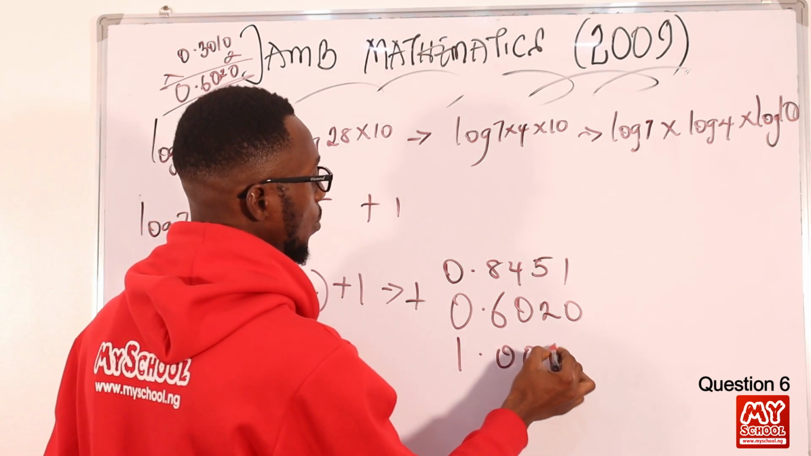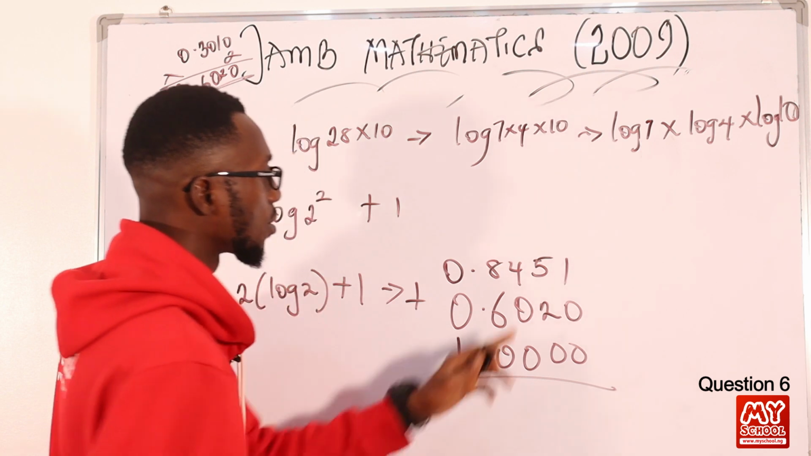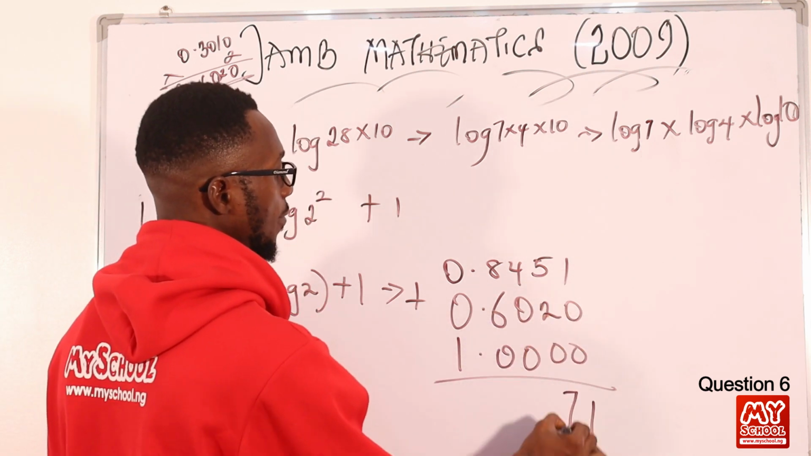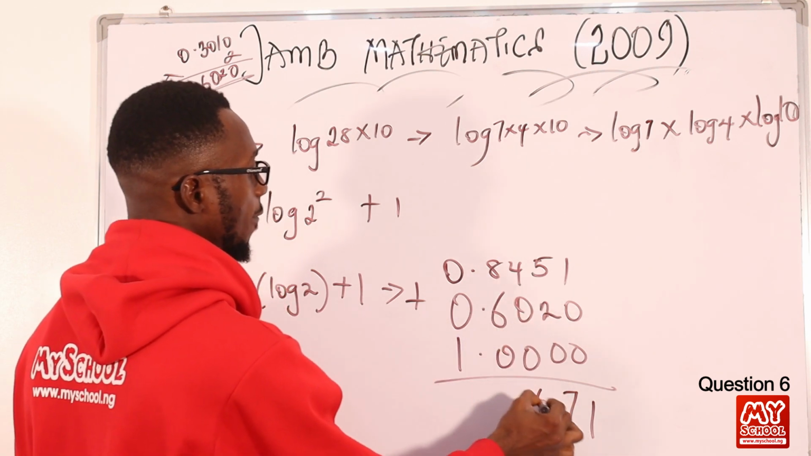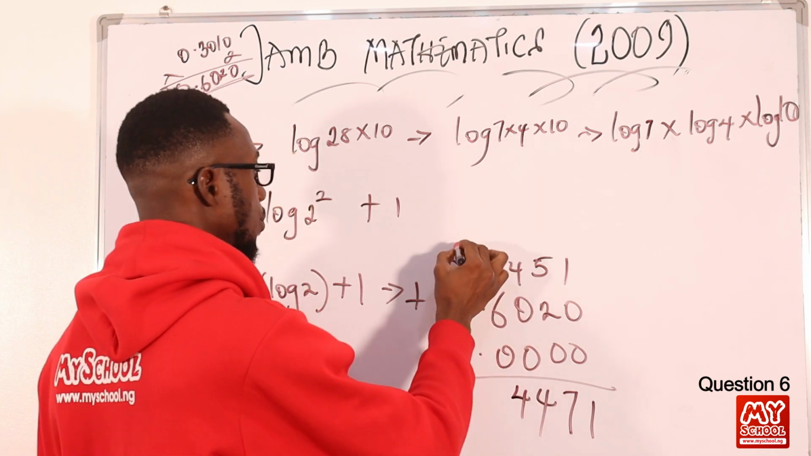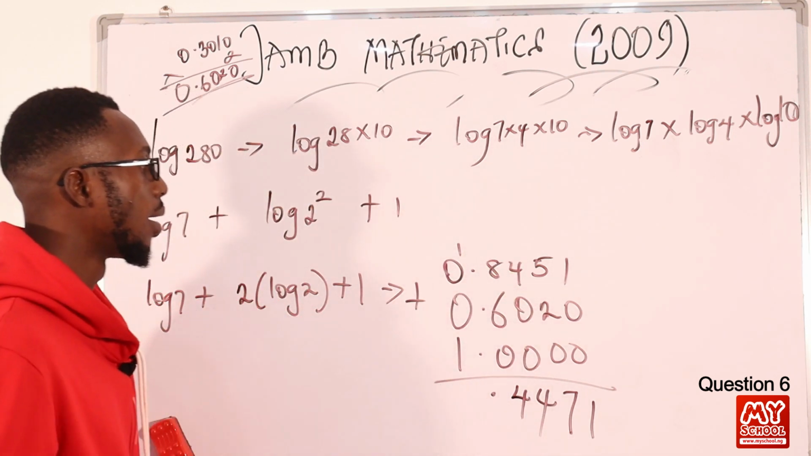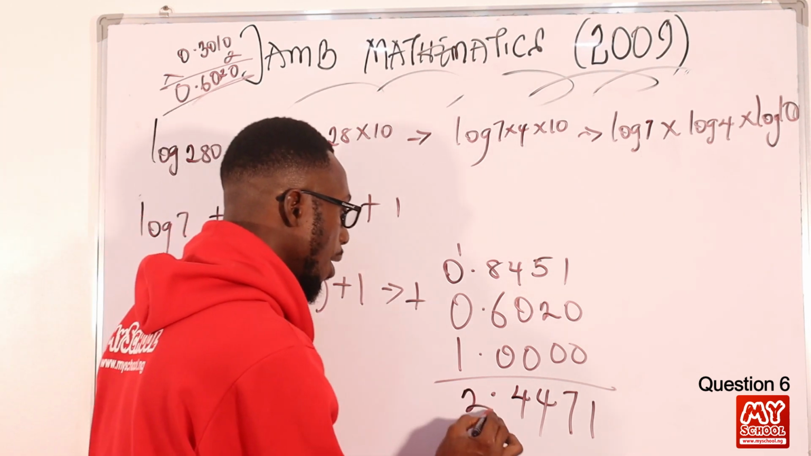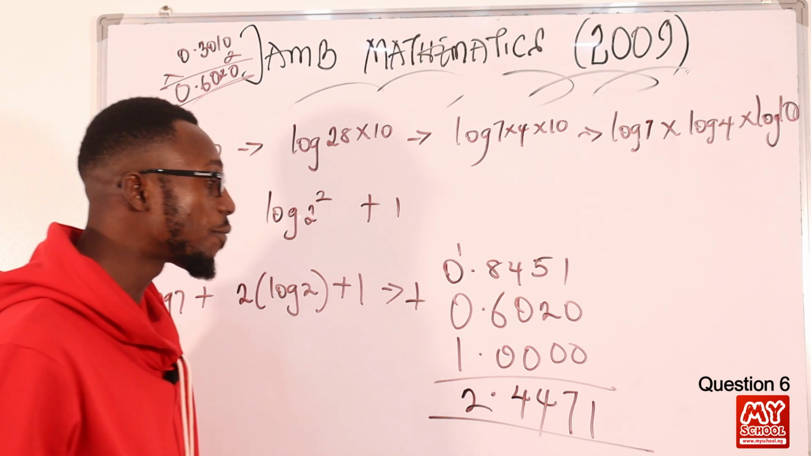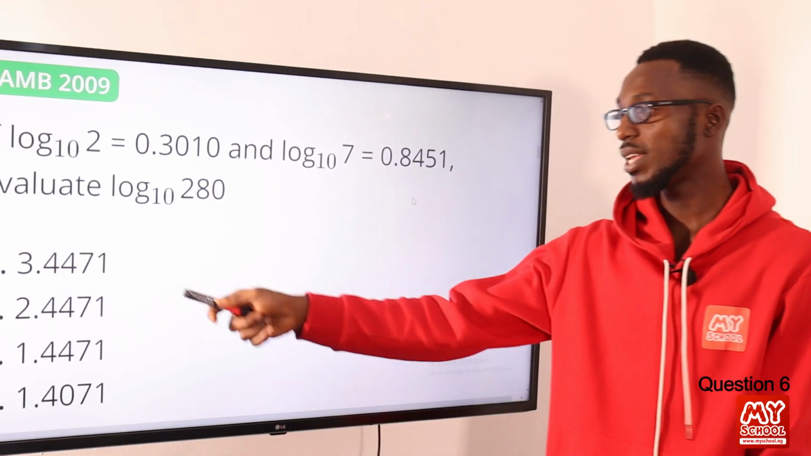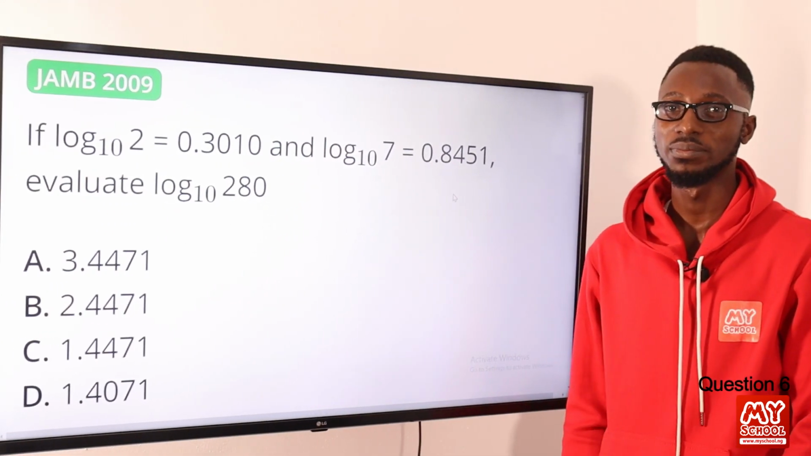So I can just fill it in with zeros. Okay, so 1 plus 0, I have 1. 5 plus 2, 7 plus 0, I have 7. 4 plus 0 plus 0, I have 4. 8 plus 6 plus 0, that is 14. I write 4, then I lift 1. Remember our decimal point. I have 1 plus 0, I have 1. Plus 0, I have 1. Plus 1, I have 2. So I have 2.4471. So let's see if we have that provided. Okay, I can find that in option B. So option B is the right option.